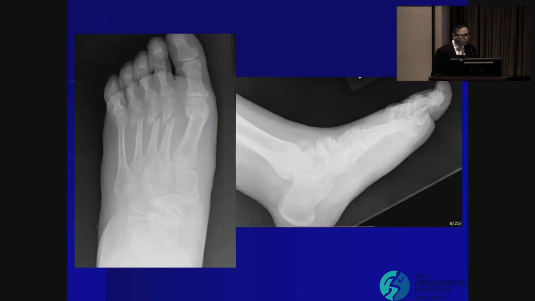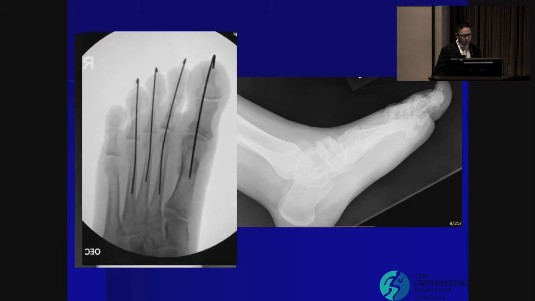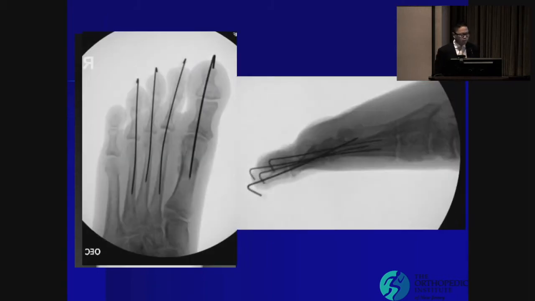On the other end of the spectrum, these are completely displaced, rotated, shortened second, third, and fourth metatarsal. And for these, if it's distal enough, I treat them with K-wire fixation. Now, for those of you who've done this, it could be a bear doing it. It looks easy, but sometimes the interosseous muscles get in the way, and it's hard to reduce just by pulling on the toes. Sometimes you do have to open them.